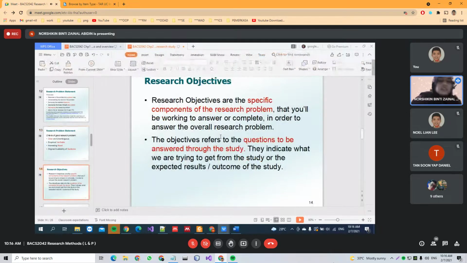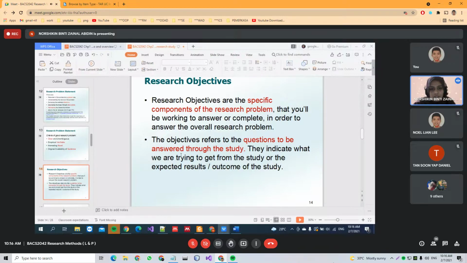Okay, research objective. Research objective, or RO, is actually why you want to conduct your experiment or your research. Research objectives are the specific components of the research problem that you will be working to answer or complete in order to answer the overall research problem. So the research objective, or RO, is the aim or the goal of your research. If you already have your problem statement, you already have your problem, so you need an objective to solve or tackle the problem.